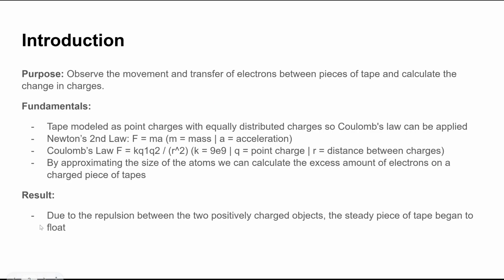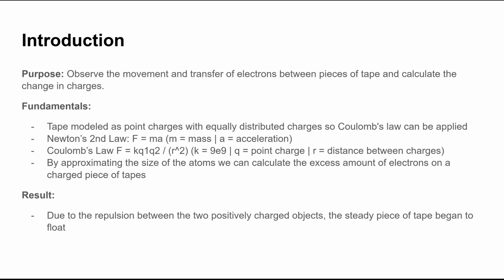The purpose of this lab is to observe the movement and transfer of electrons between pieces of tape and calculate the change in charges. Some important fundamentals are: tape modeled as point charges with equally distributed charges, so Coulomb's law can be applied; Newton's second law, F equals m times a; Coulomb's law, F equals k times q1 times q2 divided by r squared. By approximating the size of the atoms, we can calculate the excess amount of electrons on a charged piece of tape.